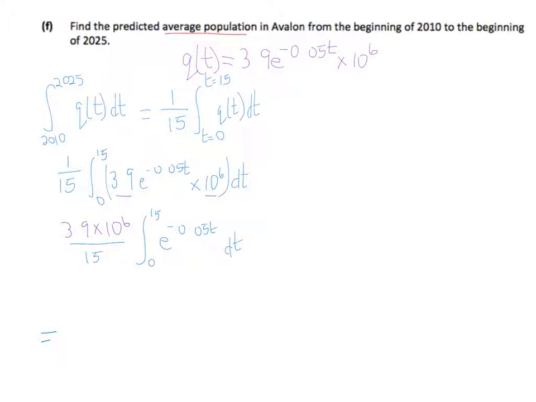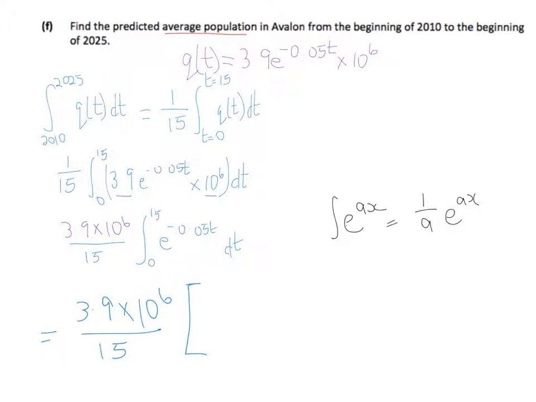And so just as I go about integrating that, well, from our log tables we know that the integral of e to ax, when I integrate that, gives me 1 over a times e to the power of ax. So that's going to be our integral that we'll use. So here we have my 3.9 by 10 to the power of 6 over 15, and that's going to be multiplied by our integral here, so that's going to be minus 1 over 0.05 times e to the power of minus 0.05t from 0 to 15.